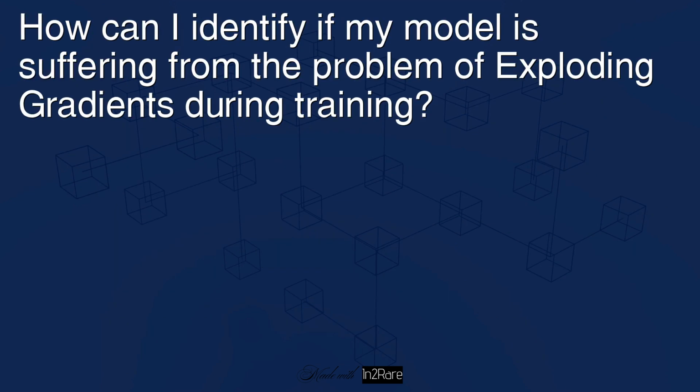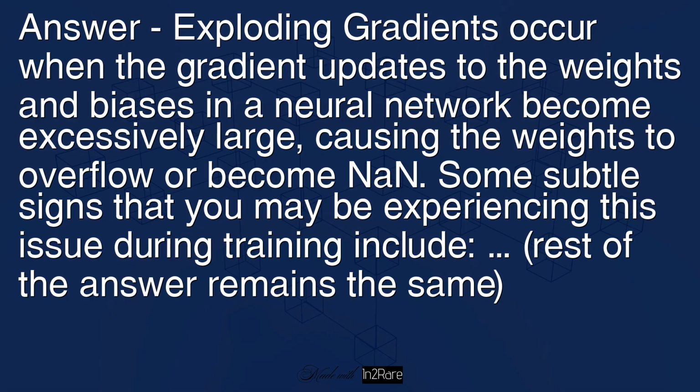How can I identify if my model is suffering from the problem of exploding gradients during training? Answer: exploding gradients occur when the gradient updates to the weights and biases in a neural network become excessively large, causing the weights to overflow or become NaN. Some subtle signs that you may be experiencing this issue during training include: rest of the answer remains the same.